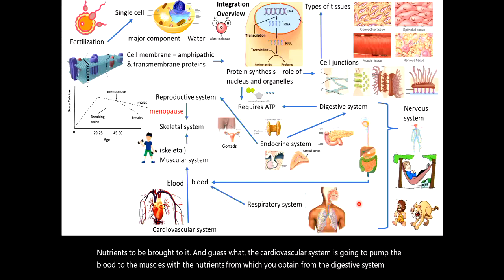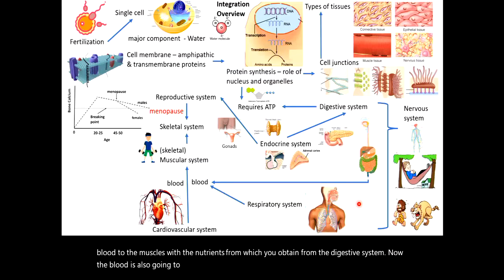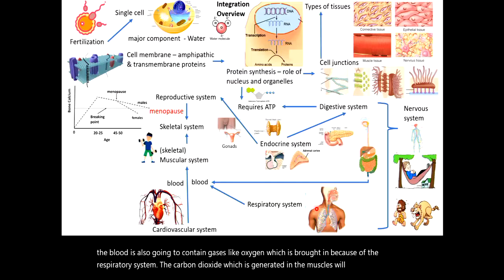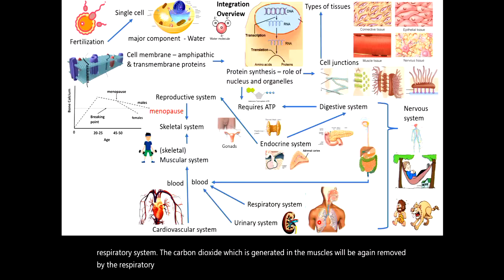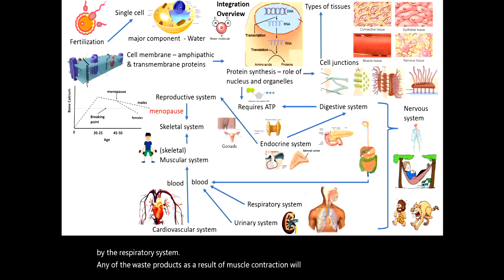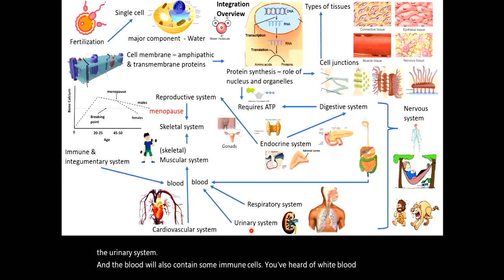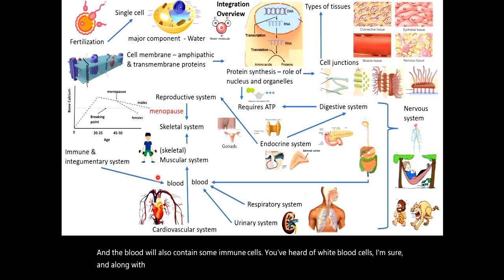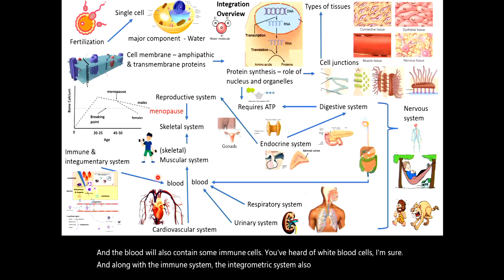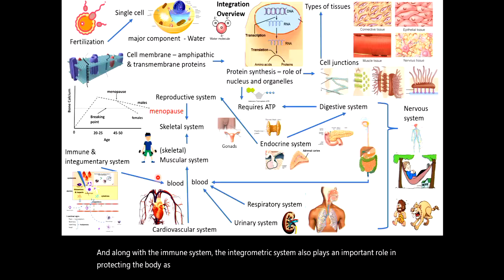Now the blood is also going to contain gases like oxygen, which is brought in because of the respiratory system. The carbon dioxide which is generated in the muscles will again be removed by the respiratory system. Any of the waste products as a result of muscle contraction will be purified from the blood by the urinary system. And the blood will also contain some immune cells. You've heard of white blood cells, I'm sure. And along with the immune system, the integumentary system also plays an important role in protecting the body as well. So you can see how all of these various systems are working together.